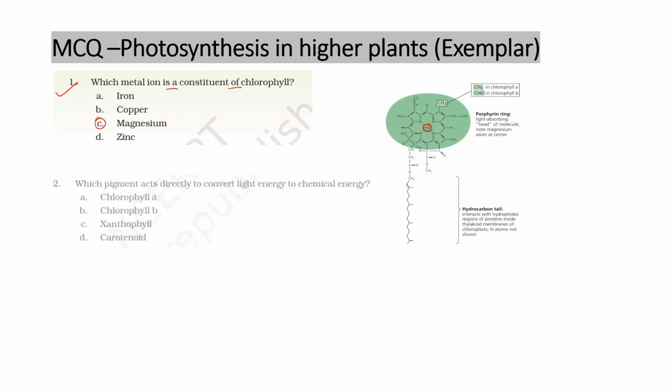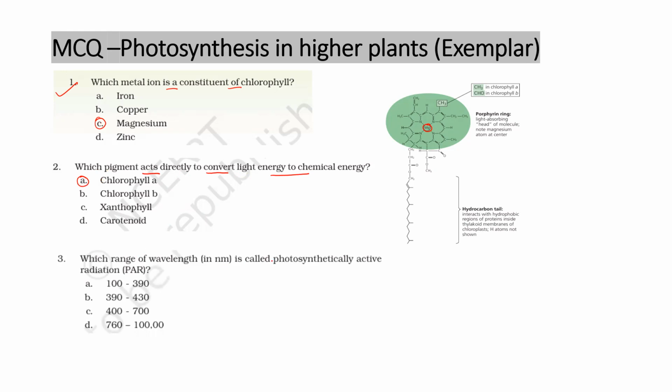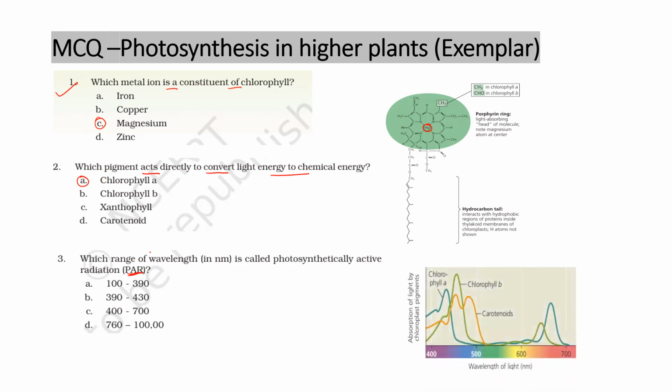Clear? Now, second question. Which pigment will directly help to convert light energy into chemical energy? If you remember, the reaction center is made by chlorophyll A. So the answer here will be chlorophyll A. Clear? Third question. Which range of wavelength is called photosynthetic active radiation, that means PAR? For this, we have already discussed in the previous video, 400 to 700 nanometer is PAR.